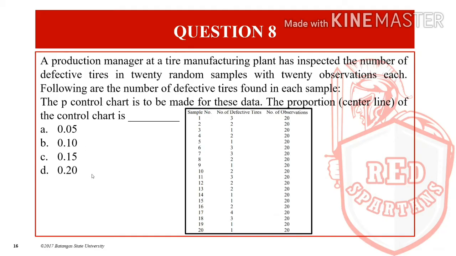So ano ba yung ating formula para makuha natin yung p-bar? So may given tayo na samples 1 to 20, then meron tayong number of defective tires per sample, and meron tayong number of observations per sample. So ganito yung mga problem ng p-chart. Merong sample and also the observations. Parang each sample merong number of observations.